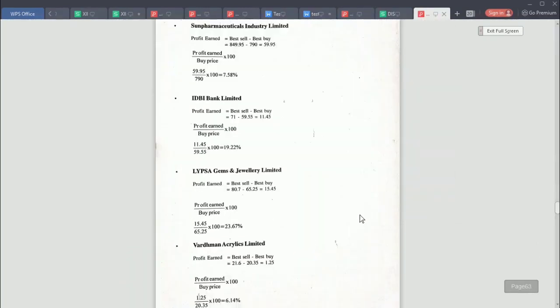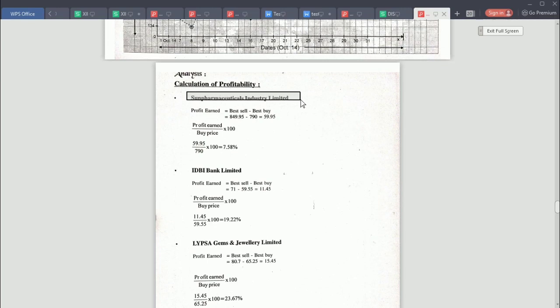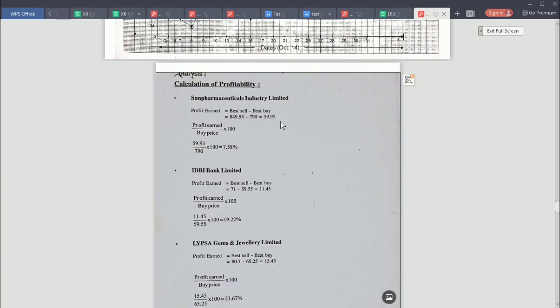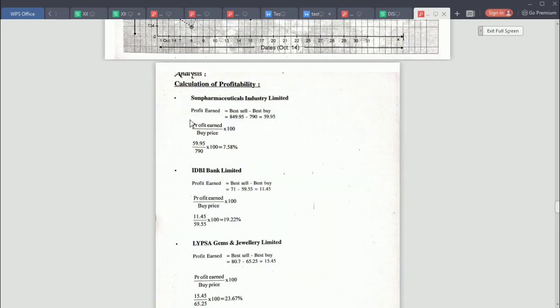The profitability analysis we have to make. So Sun Pharmaceutical Industries Limited profit earned was 849.95 minus 790 and it will be equal to 59.95. Now we need to find out the profitability percentage. So the formula will be profit earned, which is 59.95, divided by the best buy price, which was 790, into 100, and the profitability is 7.58%. It means the shareholder is earning this much return on their investment, that is 7.58%.